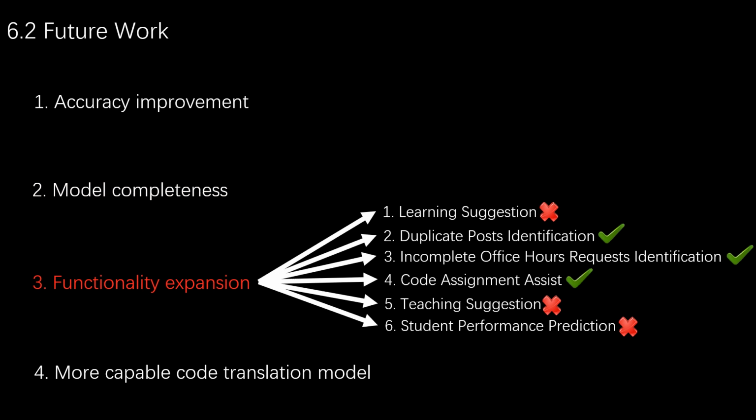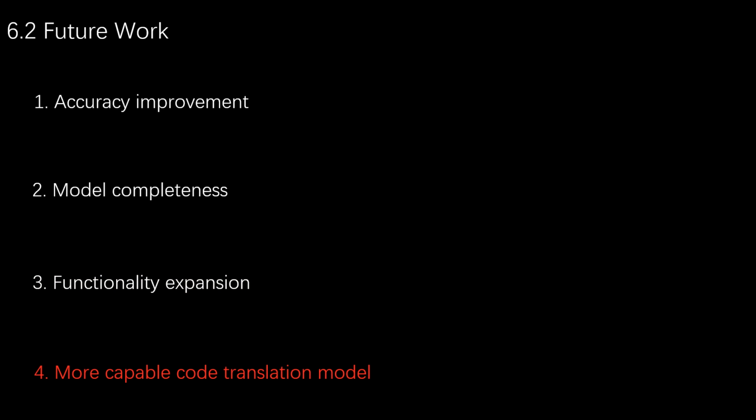Besides, in this thesis, the modules we have already built can only realize 3 of the 6 proposed functionalities, and the rest requires either extending or refining an existing model. Moreover, it is always possible to add more models to realize more functionalities. Finally, it is possible to make the automatic assignment assistant work by using a more capable code translation model.